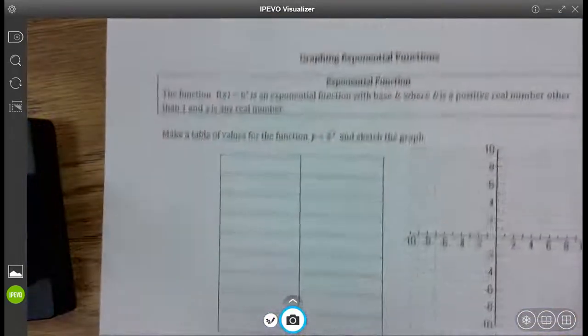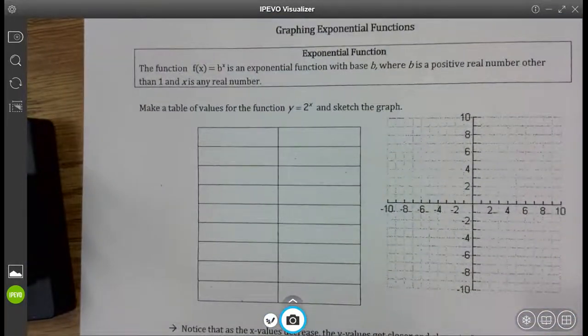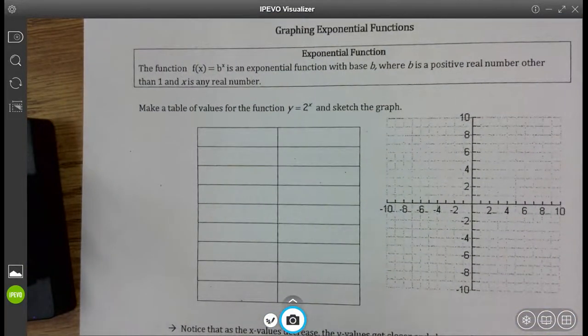All right, now we're going to look at graphs. Okay. It says the function of an exponential graph with base of b, where b is positive.